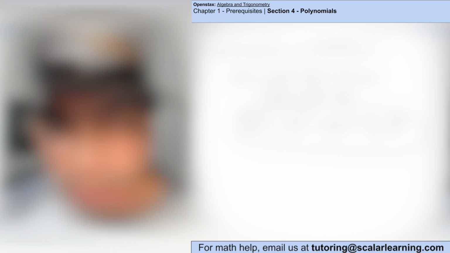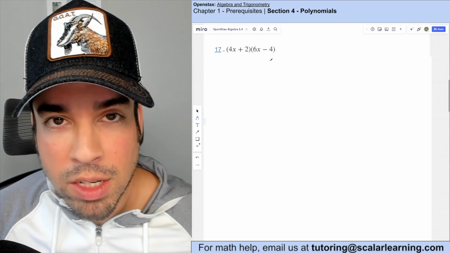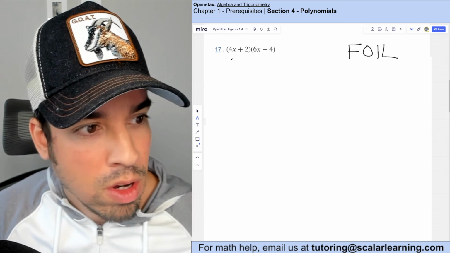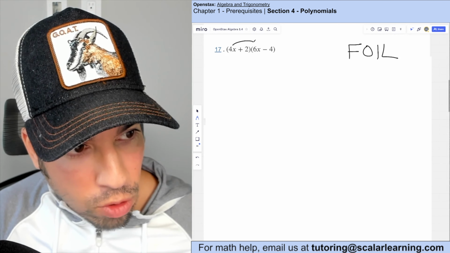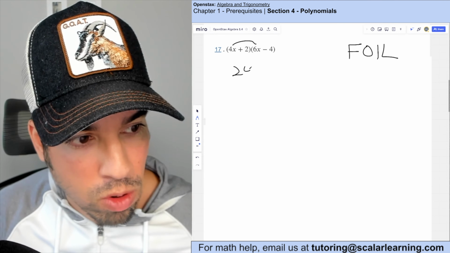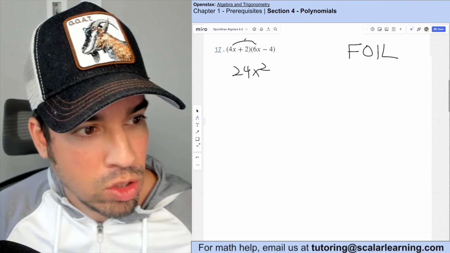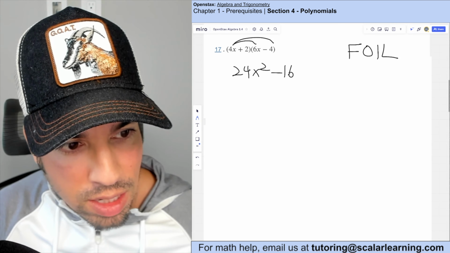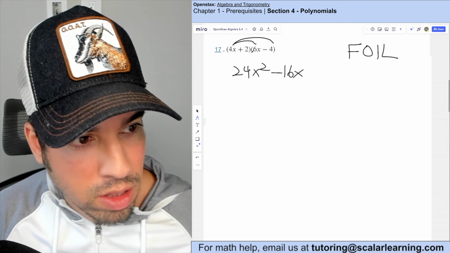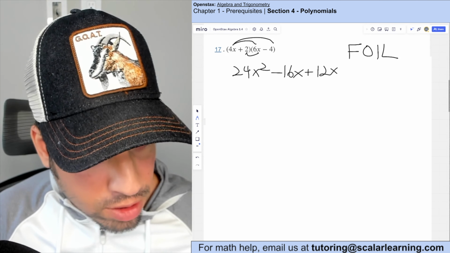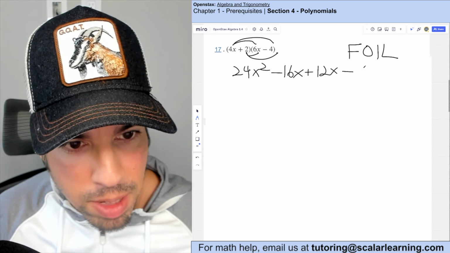Boom, done. Now we are multiplying two binomials, and there's an important thing to remember to do that. It is called FOIL, where we go like this. We do the first, multiplying the first of each binomial. So 4x times 6x is 24x squared. Then we do the outer terms, 4x times negative 4, which is negative 16x. Then we do the inner, the I, 2 times 6x, which is 12x. And then we do the last terms, 2 and negative 4, which is minus 8.